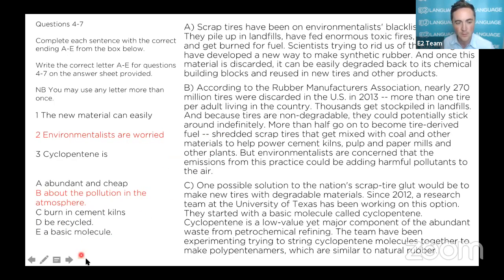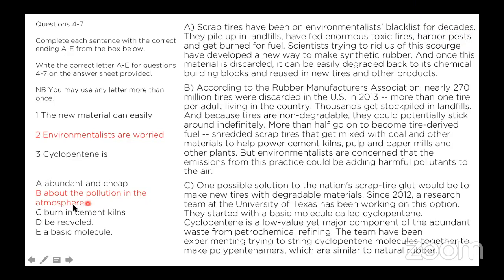Let's confirm whether it's right. So we've got pollution and atmosphere, and we saw this before. So environmentalists are worried about the pollution in the atmosphere. Environmentalists are concerned, worried, and then we've got pollutants, pollution, air, atmosphere. 2 is B.